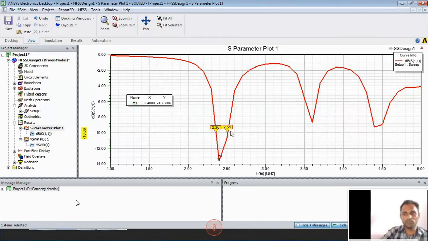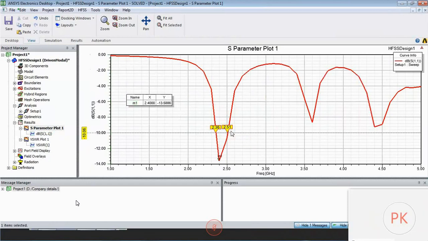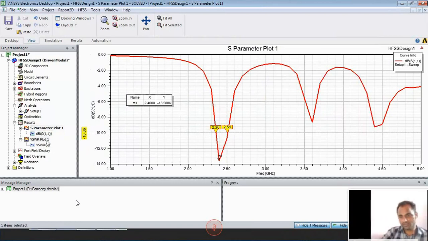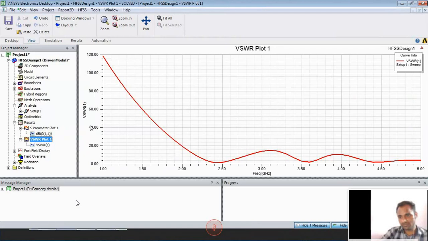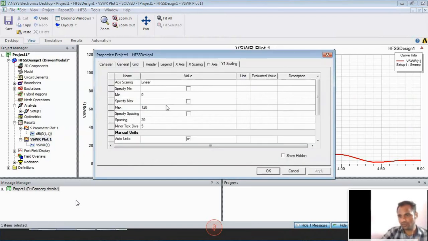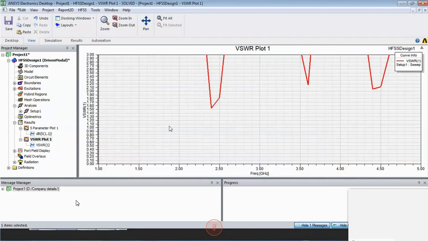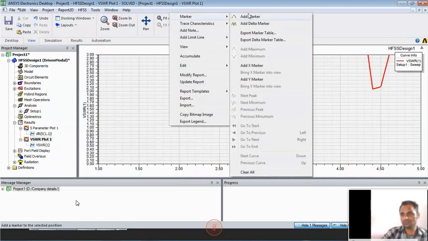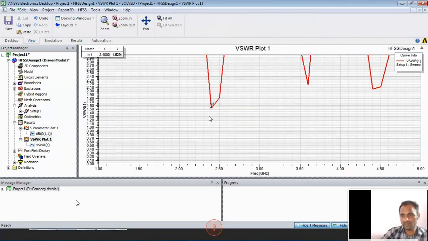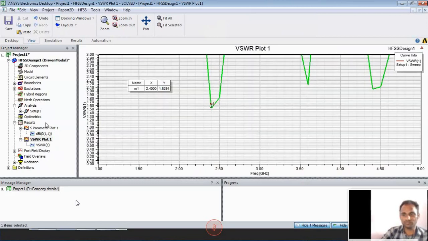Here we have a 2.51. So bandwidth is around 250 megahertz. Then our VSWR, we need to calculate our VSWR. So we go for a Y scaling axis. That scaling axis converted into a 3. Then 0.1 means we got some exact results. At 2.4 we got 1.529.